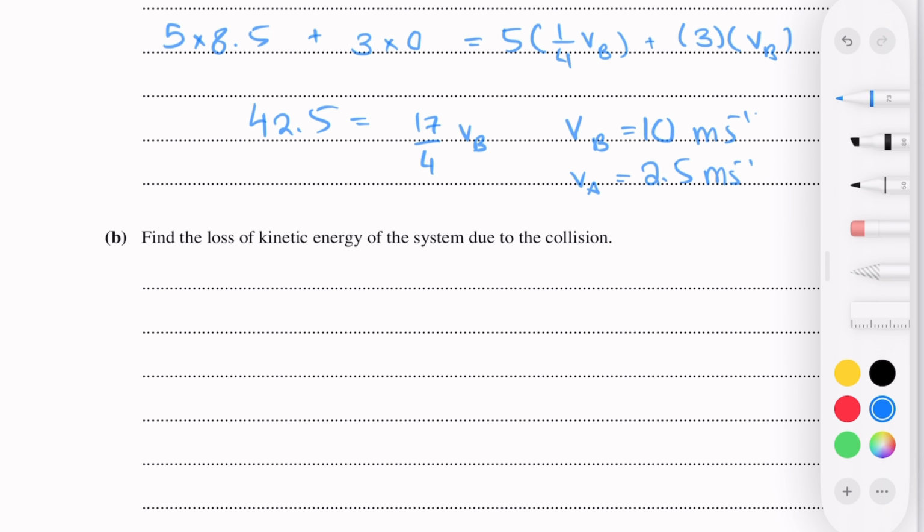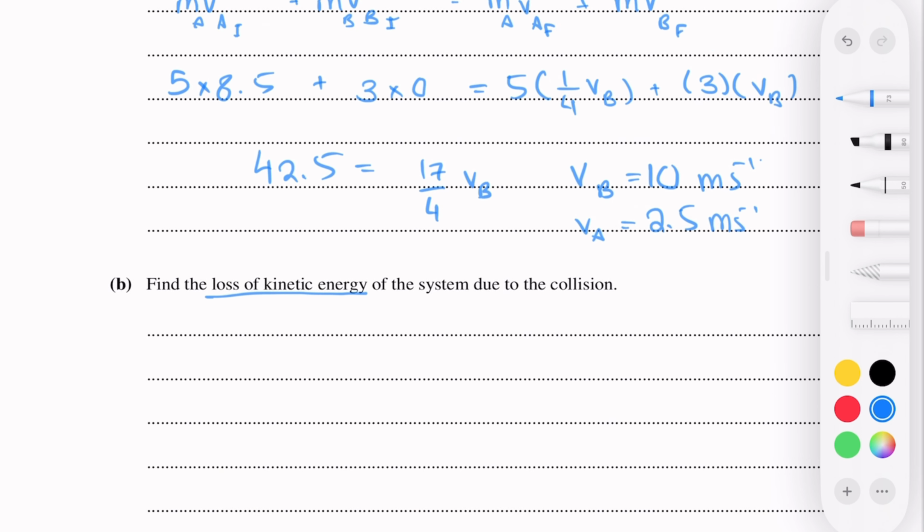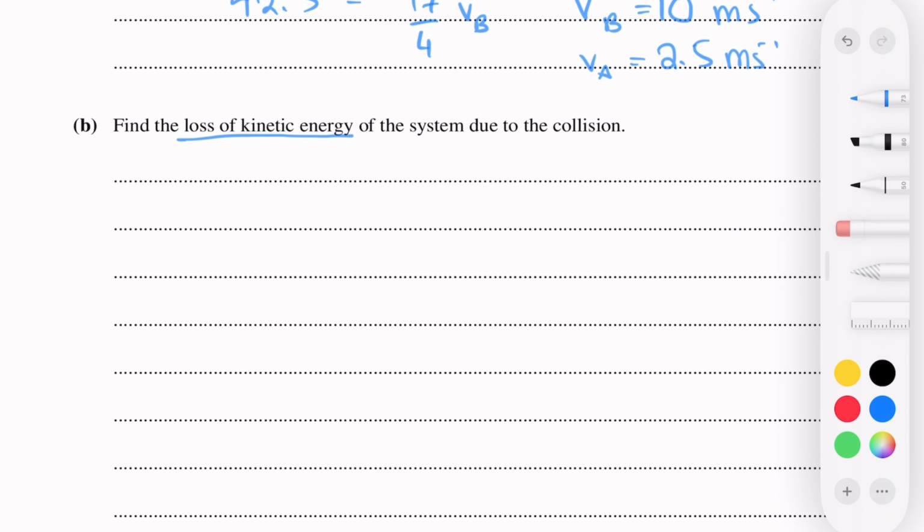He says find the loss in the kinetic energy of the system due to the collision. Notice here, when we want to find the loss in kinetic energy in momentum questions, we get the initial state, when A was rolling, and then the final state at the very end, whatever happened later. We don't care what happens in the middle, we care what happens at the very end. In this case, because we only have two things happening, A moving, then they collide, it's really easy. We just get the kinetic energy before and the kinetic energy final.